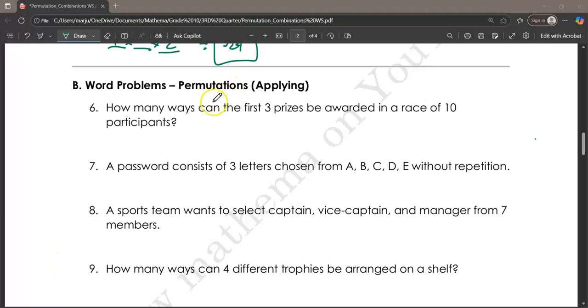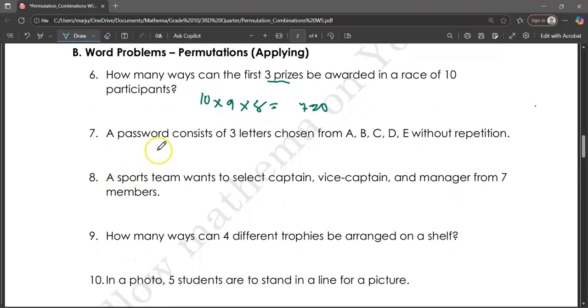Let's do part B, word problems. Number 6, how many ways can the first 3 prizes be awarded in a race of 10 participants? So again, this is permutation. Since we are choosing 3, what we can do is simply 10 times 9 times 8. That should give us 720 as our answer.